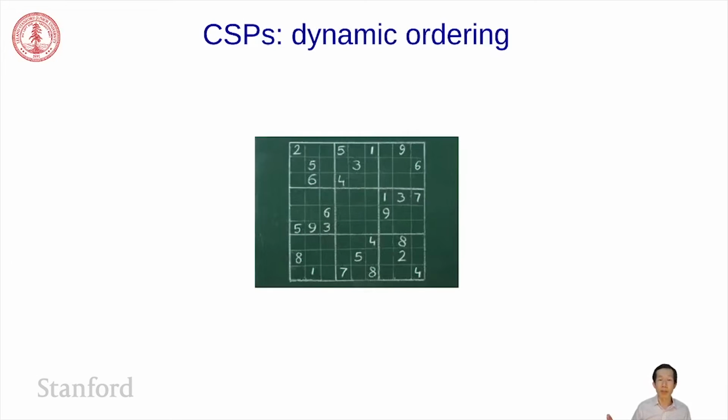Hi, in the previous module, we looked at modeling using CSPs. In this module, I'm going to start talking about inference, in particular, introducing backtracking with dynamic ordering.